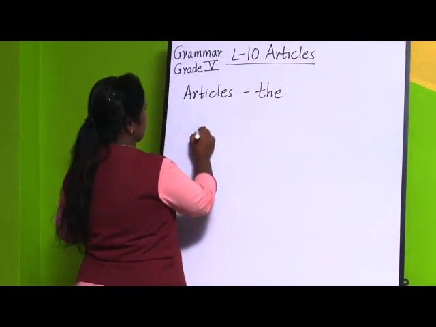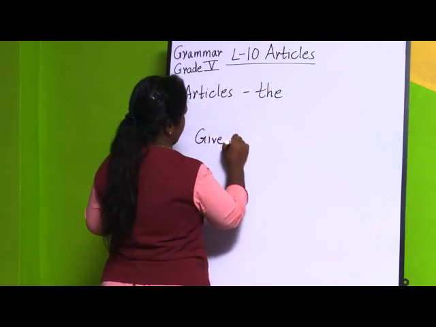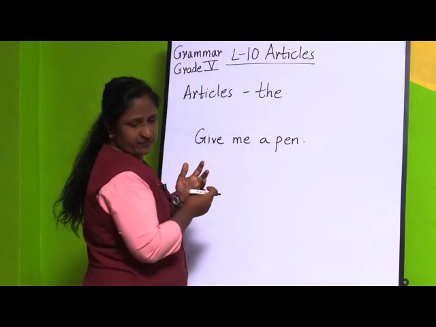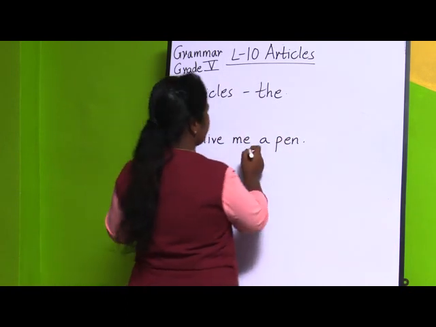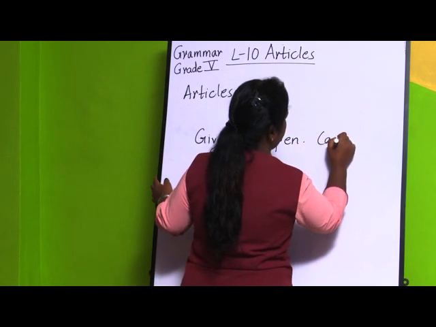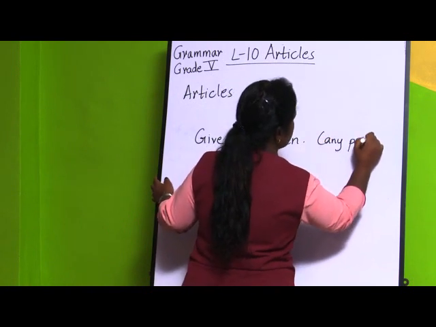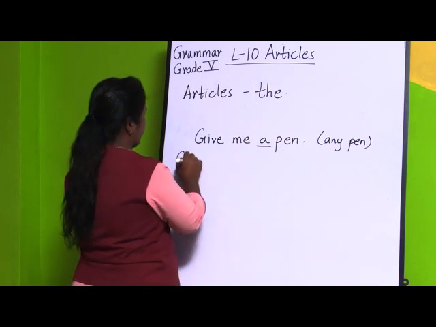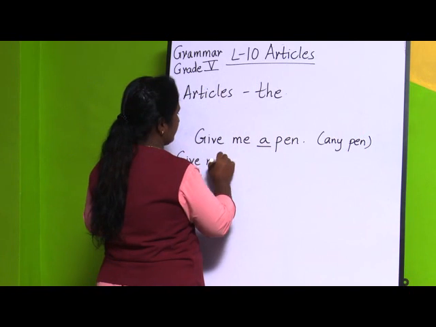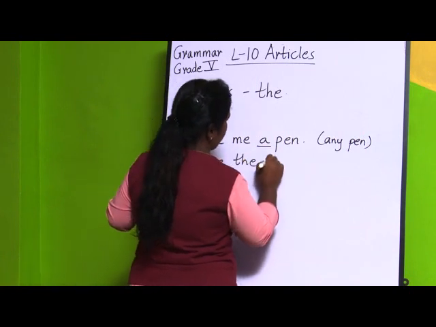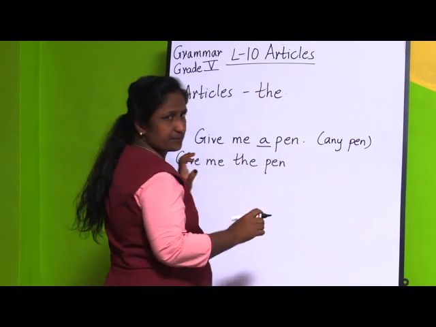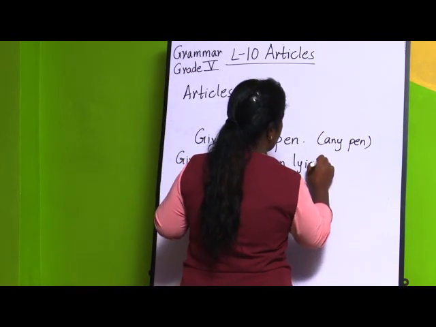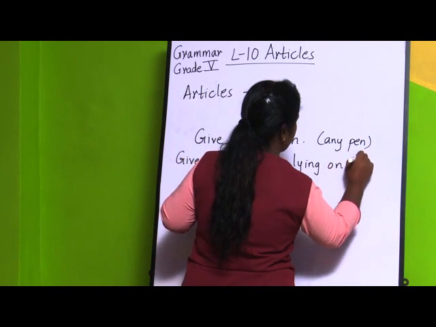if you take this example, give me a pen. That is any pen. But if you see your second sentence, give me the pen. I am telling something particular about this pen, lying on the table.